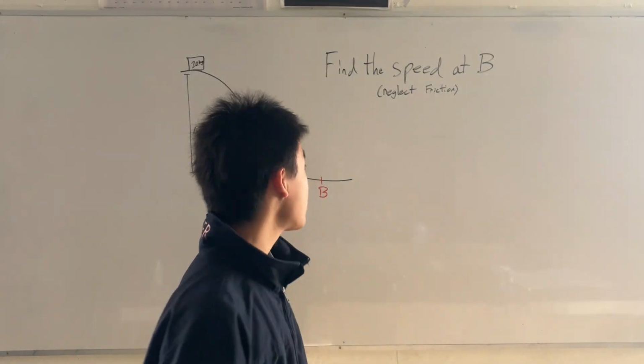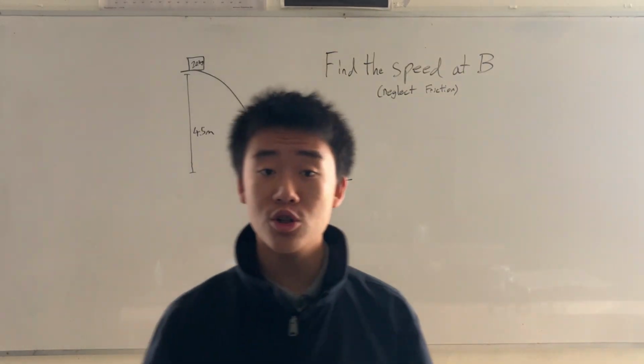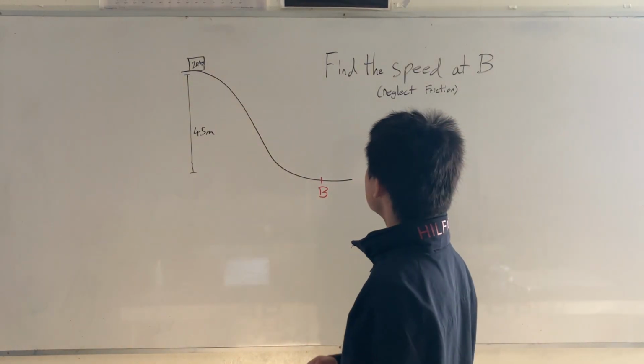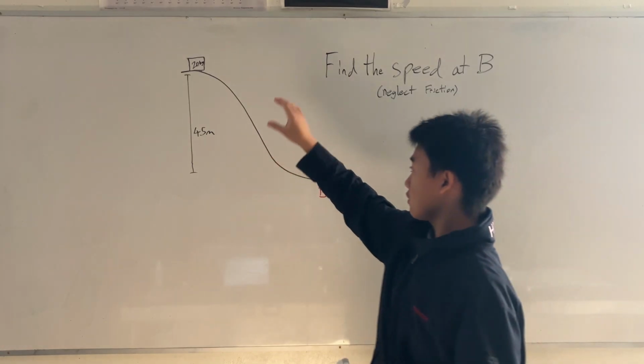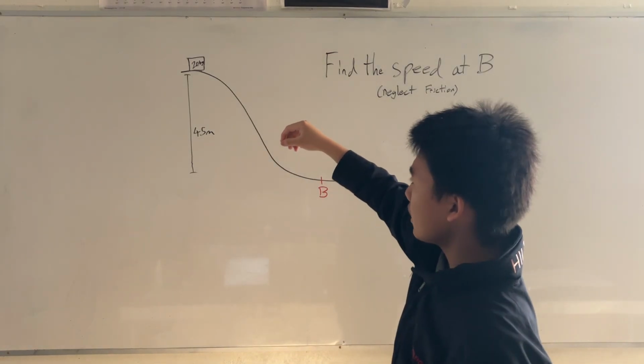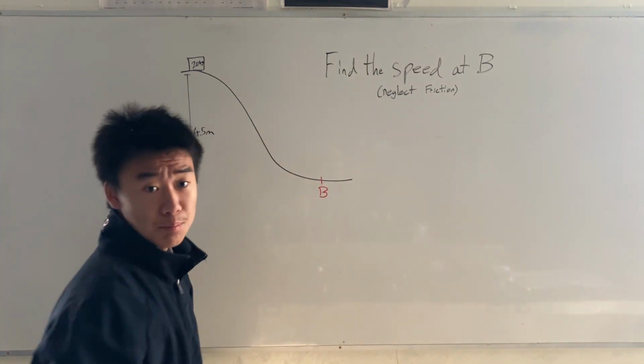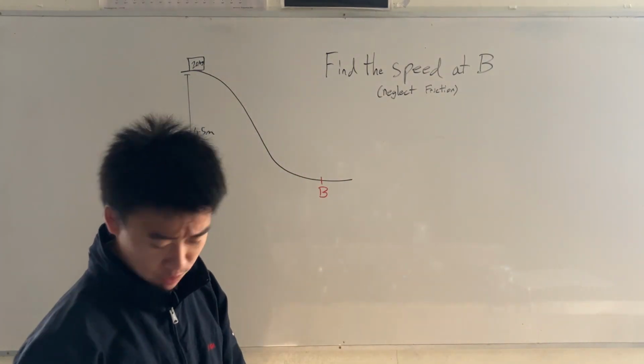So let's start with this simpler kind of roller coaster problem before jumping into the trickier kind of problems that involve friction. In this case, our roller coaster starts from 45 meters above the ground, and its mass is 20 kilograms, and the question is asking us to find the speed at B, which is at the bottom, and of course neglecting friction.